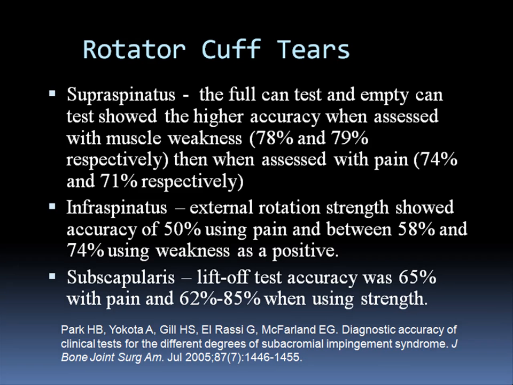The value of muscle testing certainly varies based on which muscle. You can see here that the most valuable is for the supraspinatus. The full can test and empty can test showed the highest accuracy when assessed with muscle weakness than when assessed with pain. You can see slightly less value for the infraspinatus and subscapularis.